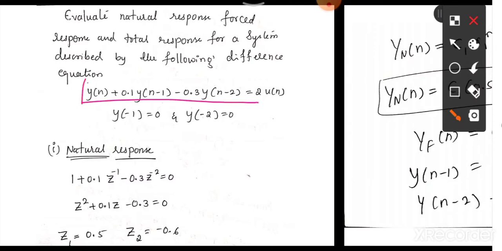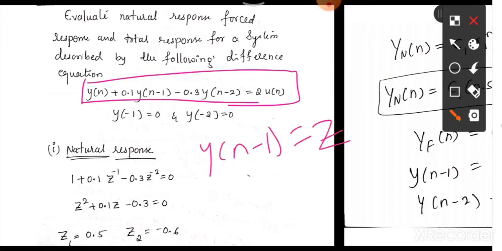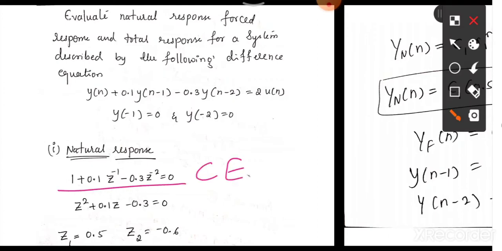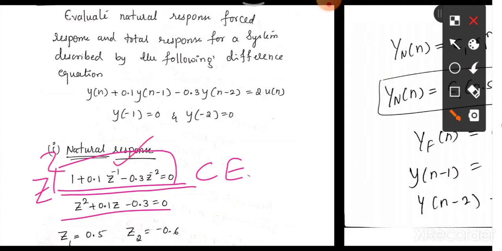Now let's get the characteristic equation of this equation by substituting y of n minus 1 as z inverse. Then it will be 1 plus 0.1 z inverse minus 0.3 z raised to minus 2 equal to 0. This is our characteristic equation. Since we are not comfortable with the inverse, we convert it into z by multiplying the entire equation by z square. Then it will be z square plus 0.1z minus 0.3 equal to 0. This is your actual characteristic equation.